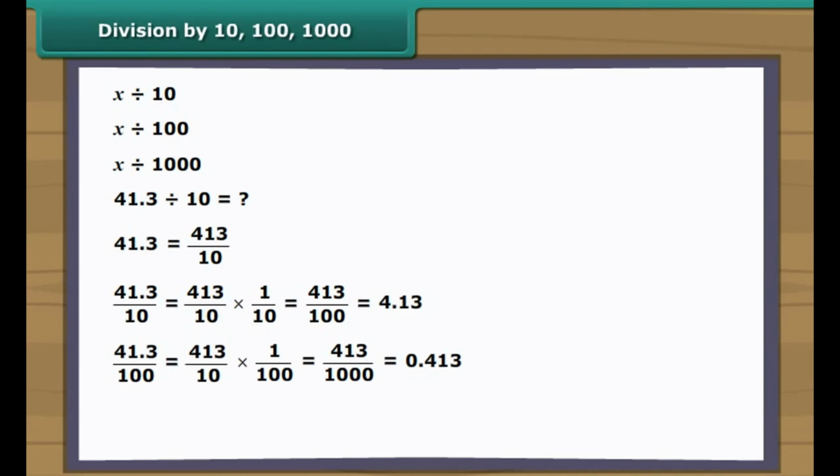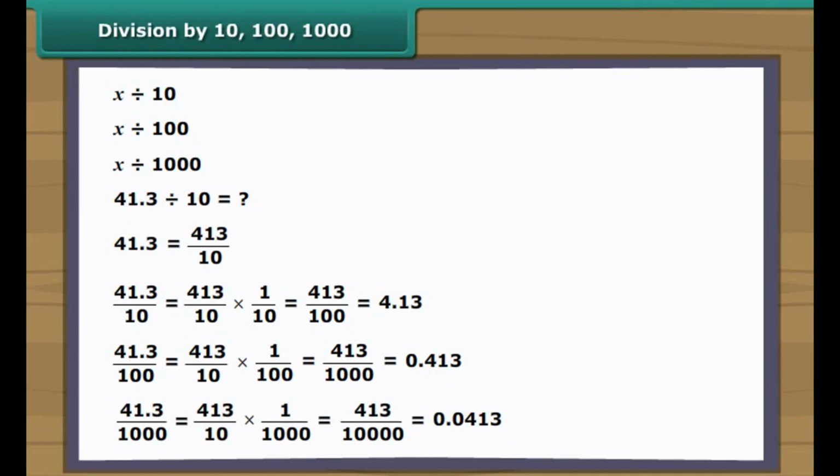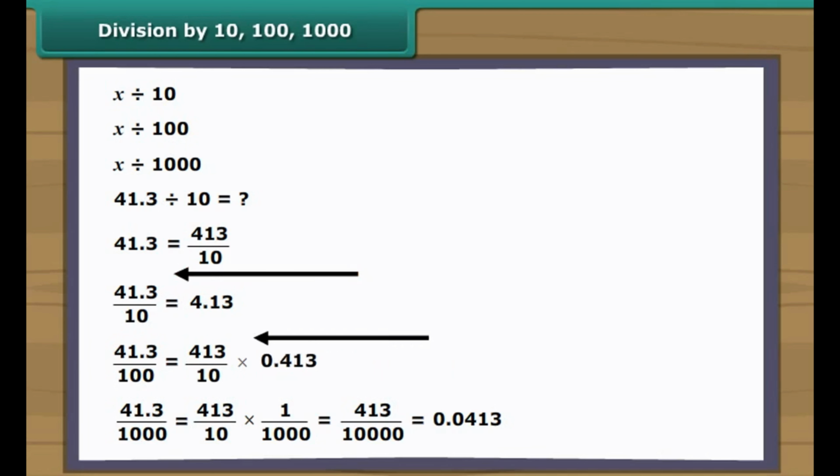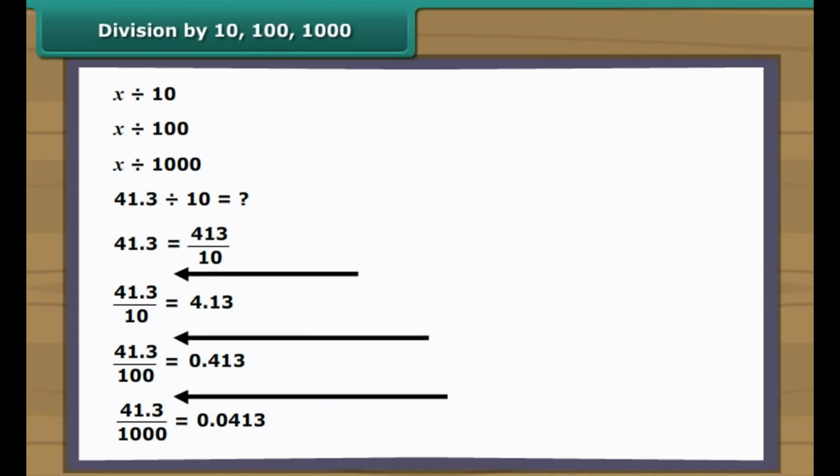Similarly, when we divide 41.3 by 100 and 1000, we get 0.413 and 0.0413 respectively. Thus, we can say that when a decimal number is divided by 10, 100 and 1000, the decimal point in the quotient shifts to the left by 1, 2 and 3 places respectively.